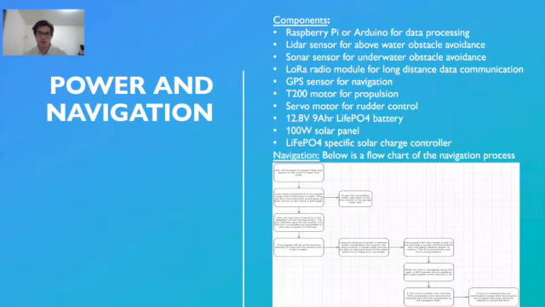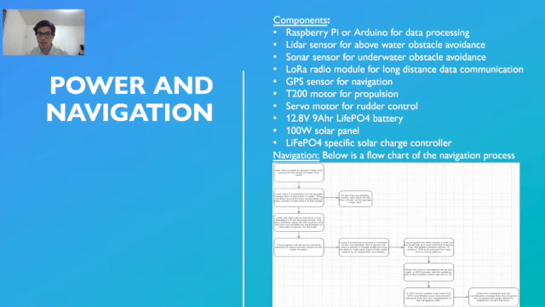For the power of the Habsbot, we have all the electrical components broken down into a list here. We have the Raspberry Pi for data processing, a couple sensors for obstacle avoidance, and so on. We calculated that all of these components will be less than 100 watts per hour. So we figured a 100-watt solar panel will be plenty enough to power this load.